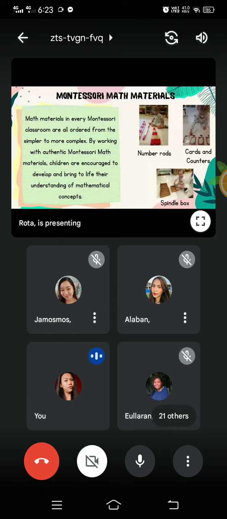So the Montessori teaching method is based on the philosophy developed by Dr. Maria Montessori. Through carefully planned activities and manipulative learning materials, kids are encouraged to discover their problem-solving skills. So I have here examples of math materials that Dr. Montessori developed. First is the number rods, second is cards and counters, and third is the spindle box.